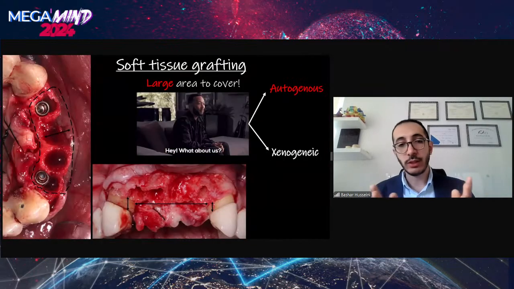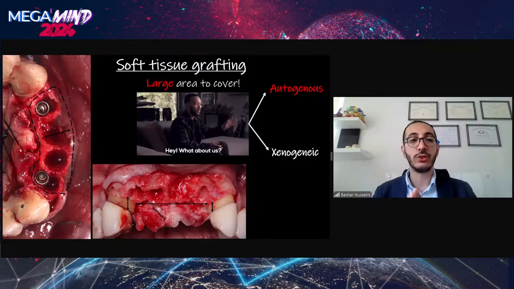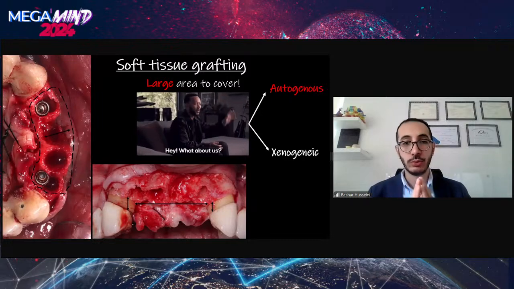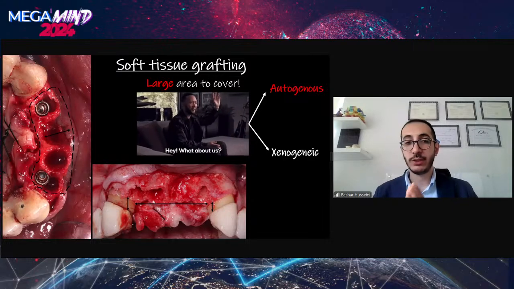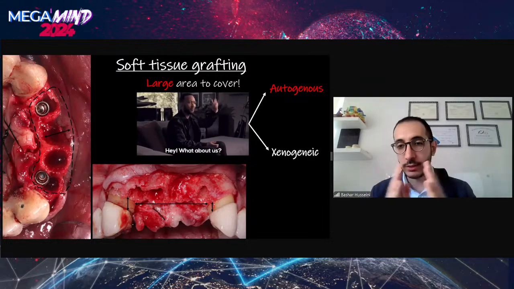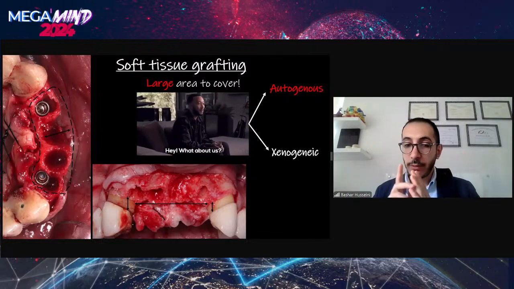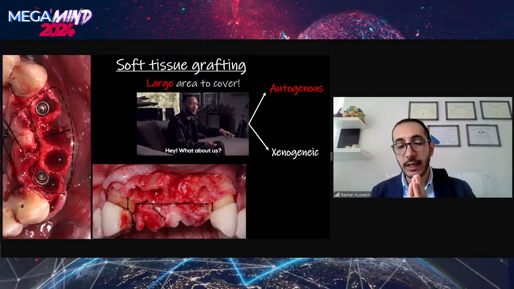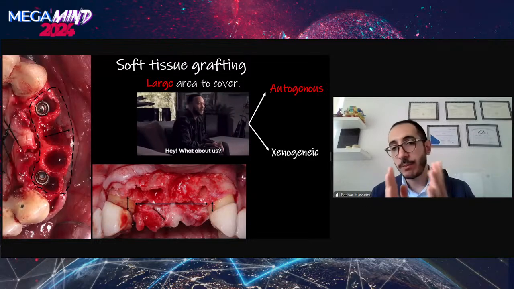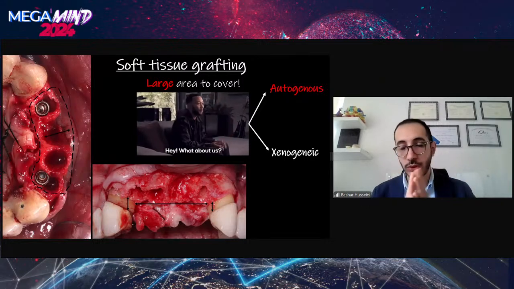However, it's okay. Well, we have a deal concerning the bone, but what about the soft tissue? It's a large area to cover. We have two options. Either the autogenous, which is the gold standard without any negotiation, but I will stumble with a single problem, the post-operative pain.